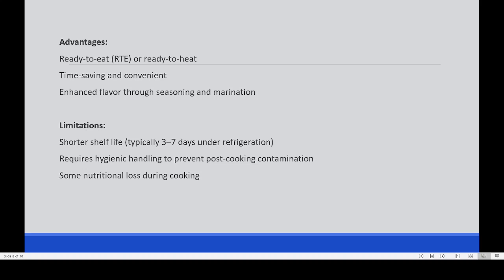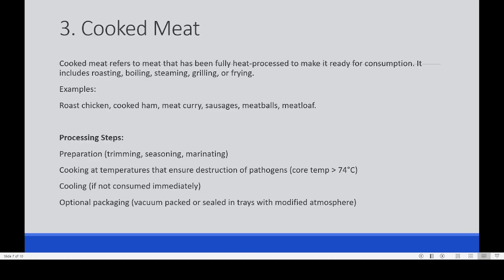Then there are limitations. There is typically a shorter shelf life, typically 3 to 7 days under refrigeration. If you are marinating something like this, it can be kept in that situation only for up to 1 week, even within the refrigerator. Then it requires hygienic handling to prevent post-cooking contamination. Handling should be proper. Then some nutritional loss may happen during the cooking process. So these are some of the disadvantages of ready cooked meat that are available in the market.